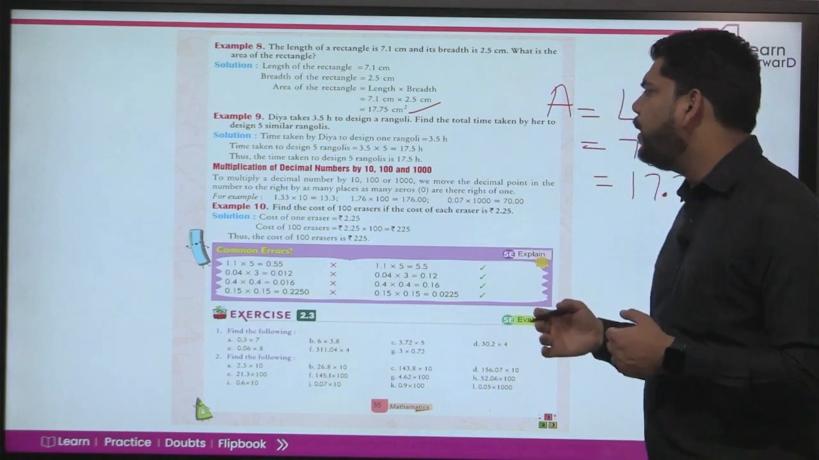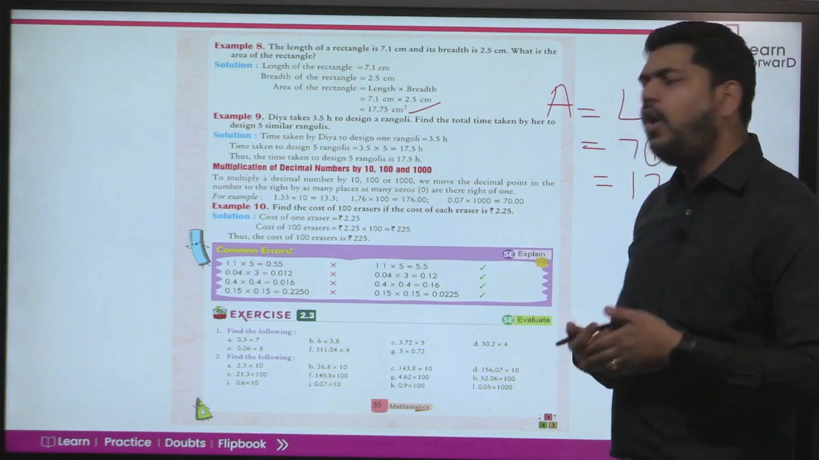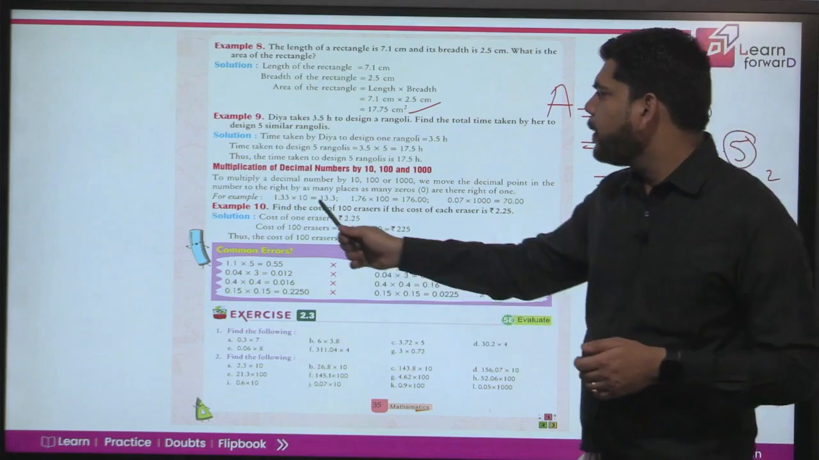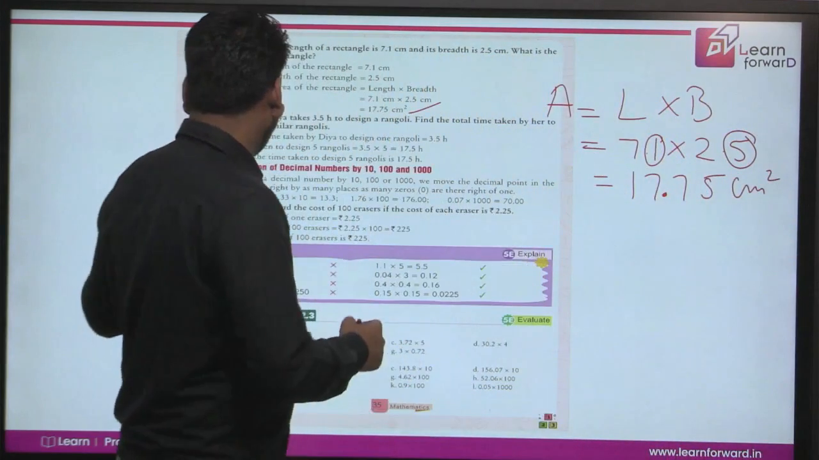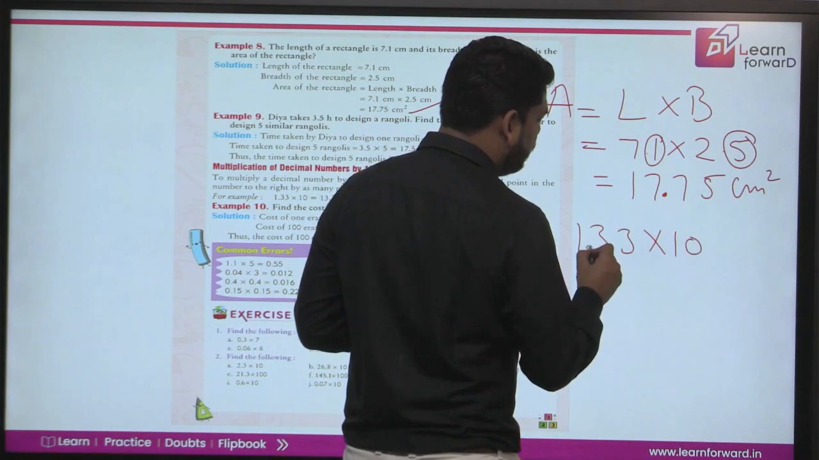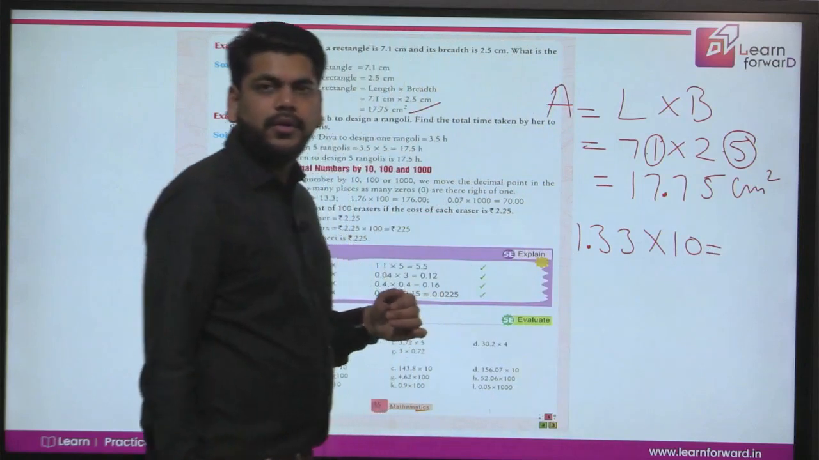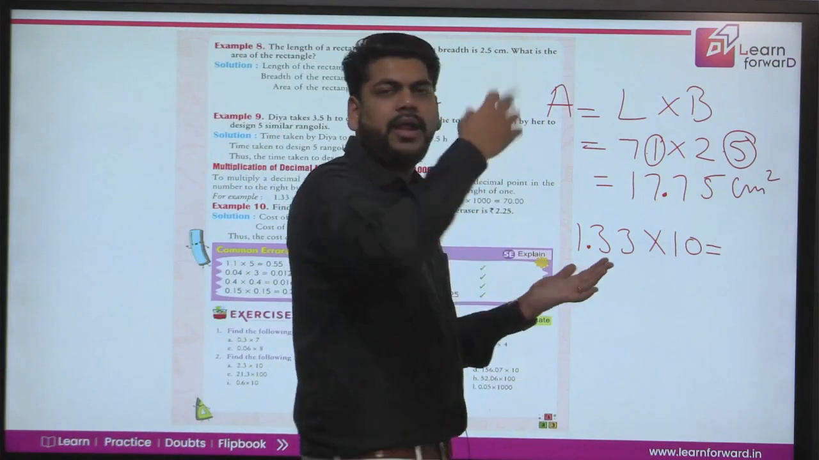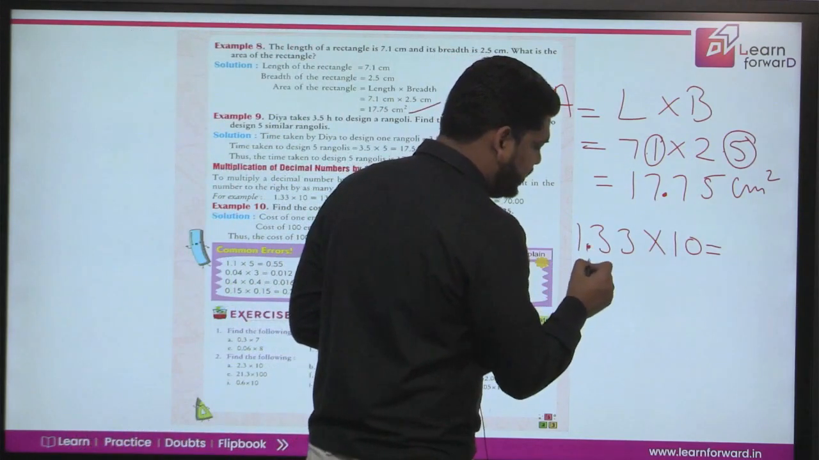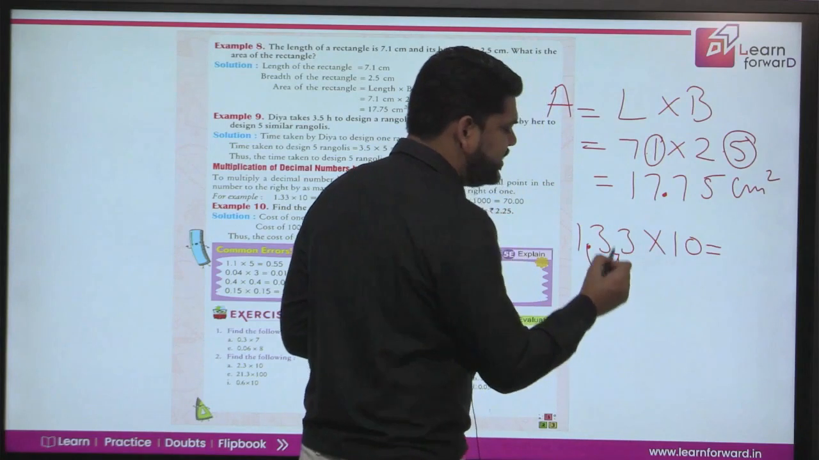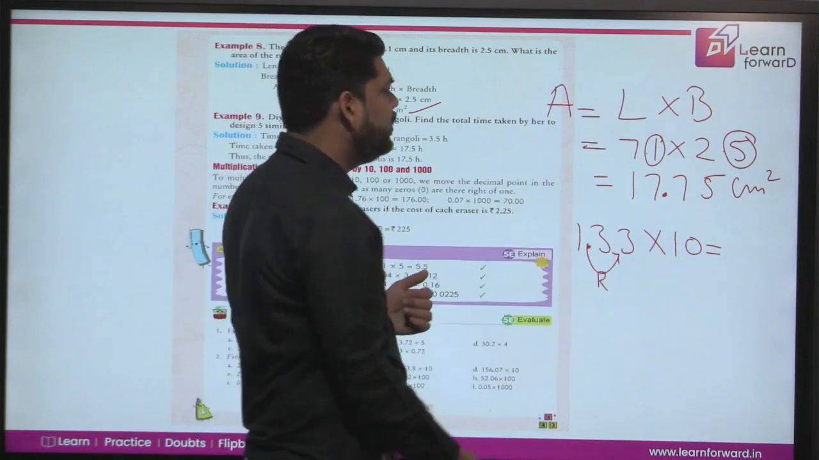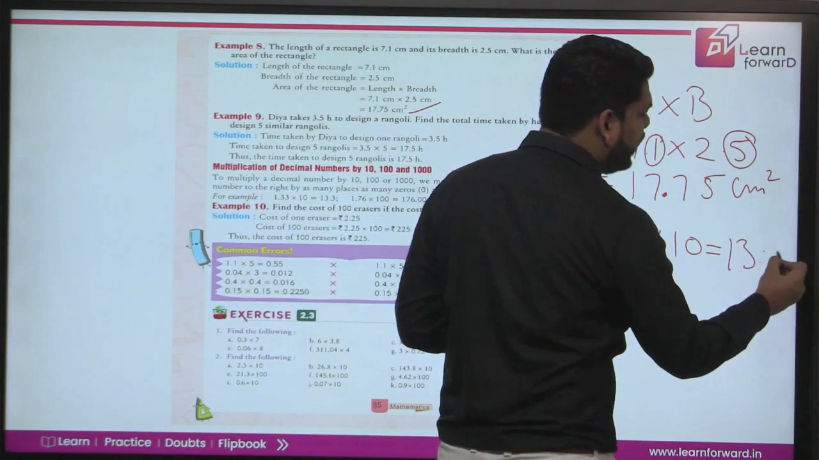Multiplication of a decimal number by 10, 100 or 1000 or the numbers which end with multiple zeros. Let's suppose we have a number 1.33 over here and we need to multiply it with 10. So we'll not do the lengthy calculations. When we need to multiply with zeros, we'll just shift the decimal to the right side. Your answer will be 13.3.